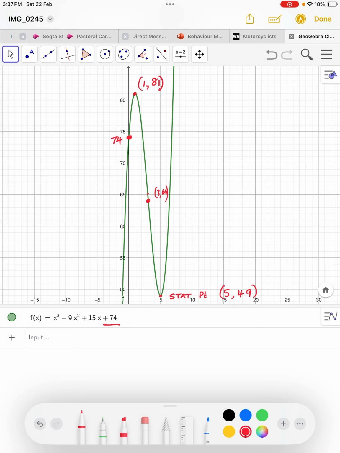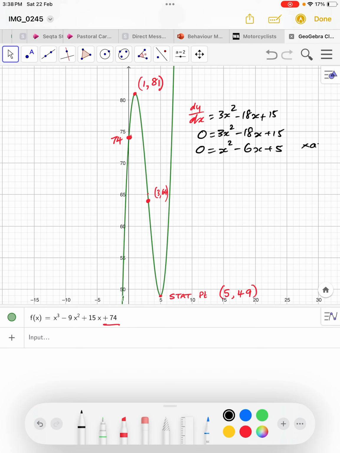Now, should we do the calculations? Can we do the calculations? Let's have a look. The derivative of that graph is 3x squared minus 18x plus 15. So we let that equal to 0. 3x squared minus 18x plus 15. We divide everything by 3: x squared minus 6x plus 5.